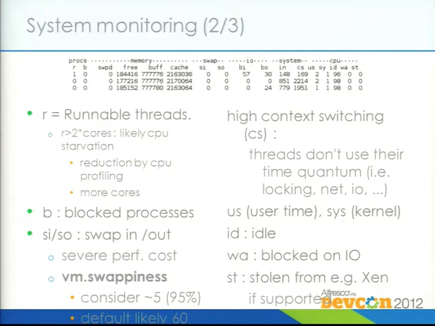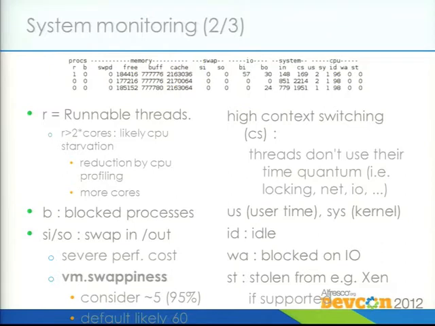In the system column, IN is interrupts, so that's basically stuff in the kernel. CS is context switching, and that's very interesting, because if you have very high context switching, that means that your threads are not using the time quantum. For that reason, maybe there's too much locking, threads are jumping from core to core, there's too much network or too much I/O going on. US is user time, which we just talked about a bit earlier. Sys is kernel, ID is idle, so basically doing nothing. WA is waiting on I/O, and ST is stolen.